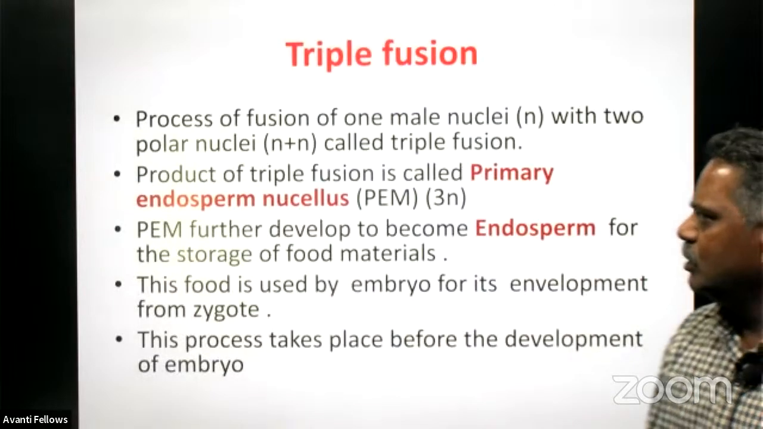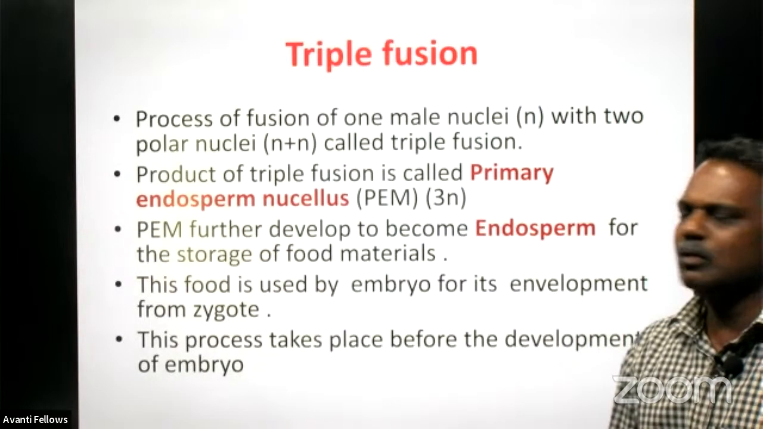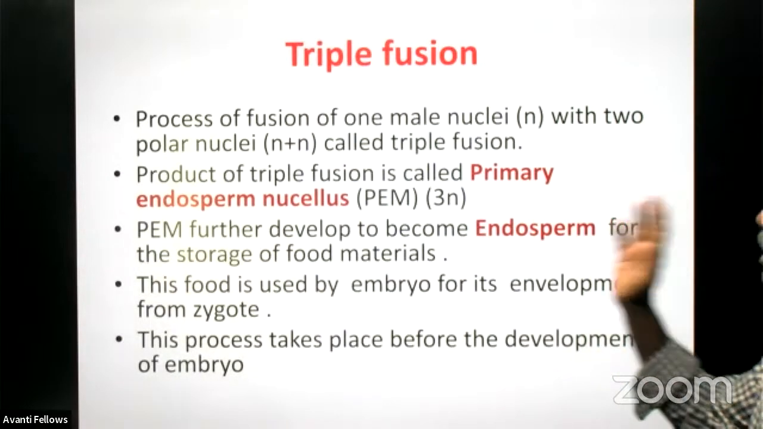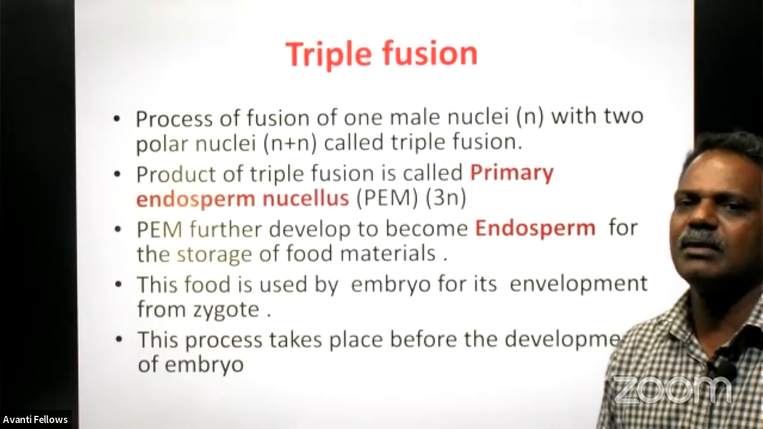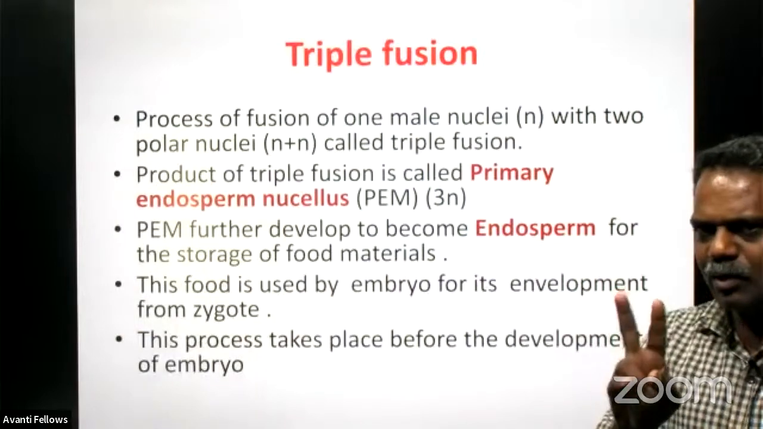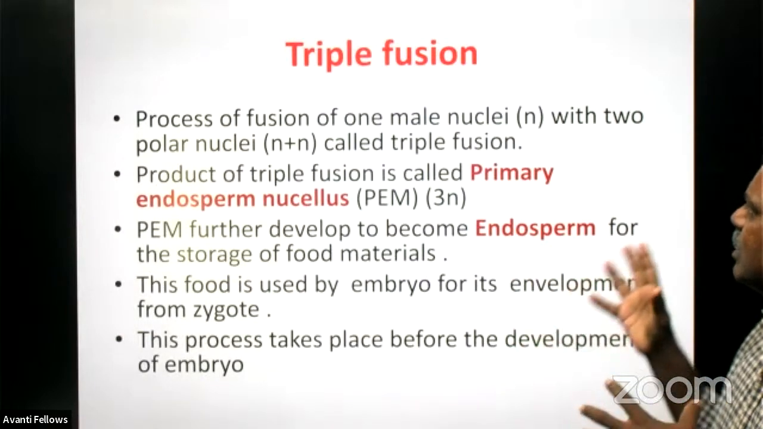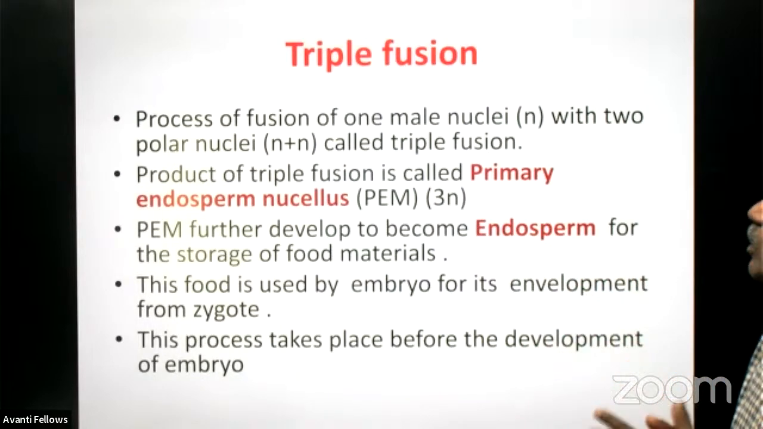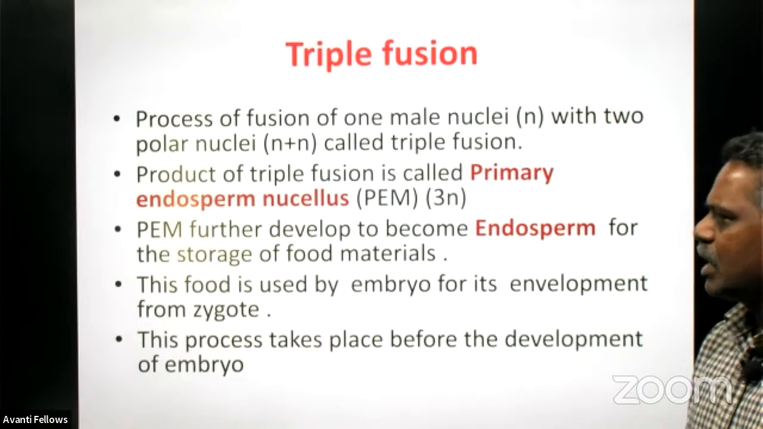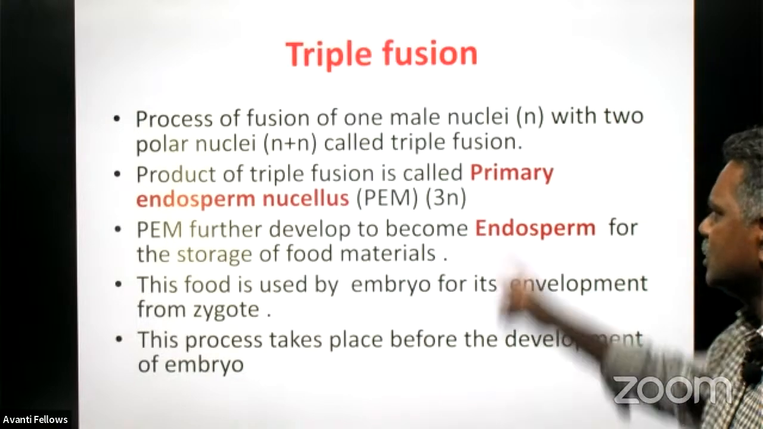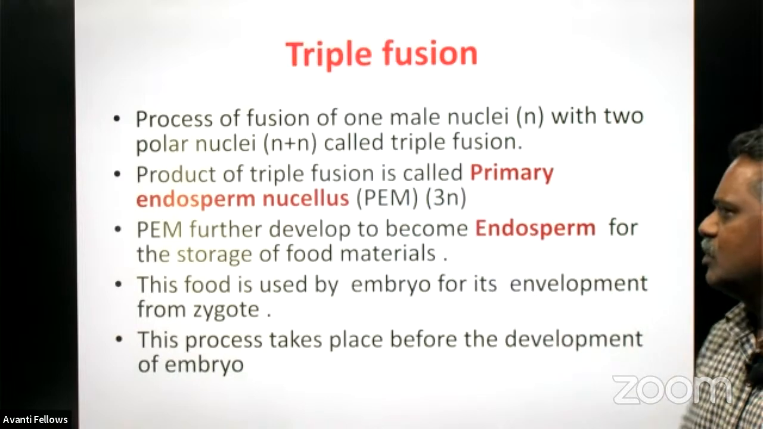Right, now come to the other details of the triple fusion. As I told you, this is what? The process of fusion of one male nucleus with two polar nuclei, and it is called what? The triple fusion. The two polar nuclei located at the center of the embryo sac are fertilized by this male nucleus and produce what? A single triploid cell, and it is called what? The primary endosperm nucleus. This is the product of triple fusion.